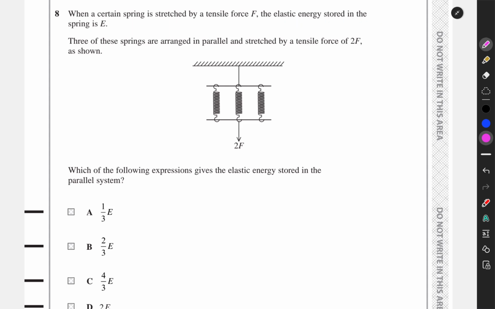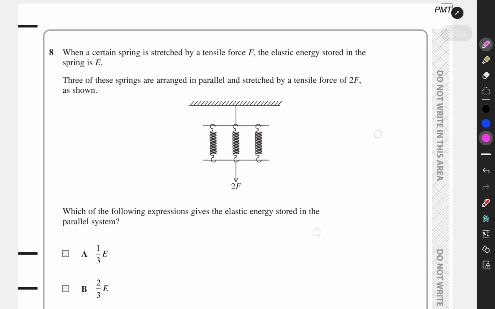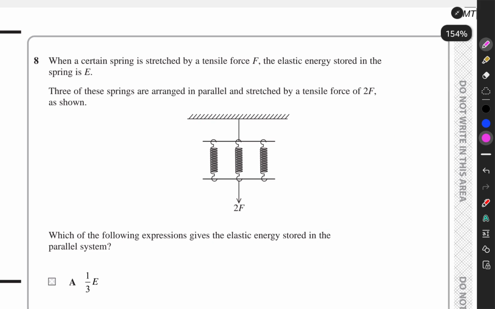Yes, this is a question which tells you about the springs. When a certain spring is stretched by a tensile force F, elastic energy stored in the spring is E. So basically here you are applying the force F. It is stretched by that force.